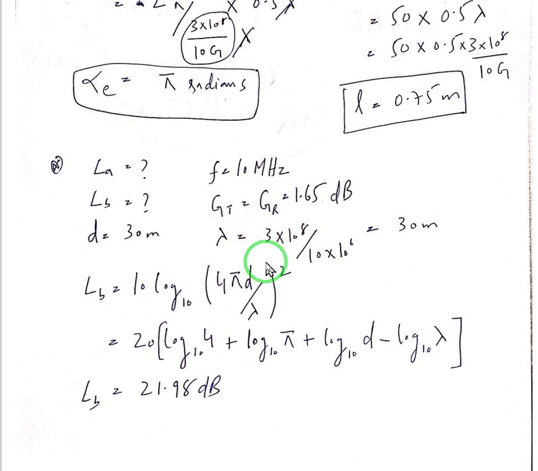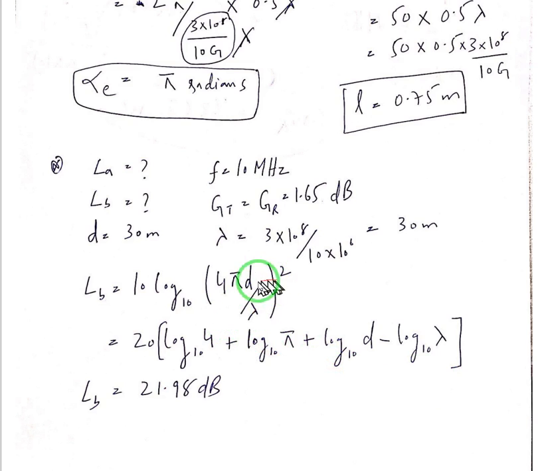From these parameters we can find lambda, which is C by F. C is the velocity of light, that is 3 into 10 to the power 8, divided by 10 megahertz. That gives us the wavelength of 30 meters. The basic loss formula is 10 log 10 of 4 pi d over lambda whole square. We can write it in log, that is 20 log 10 of 4 plus log 10 of pi plus log 10 of d minus log 10 of lambda.